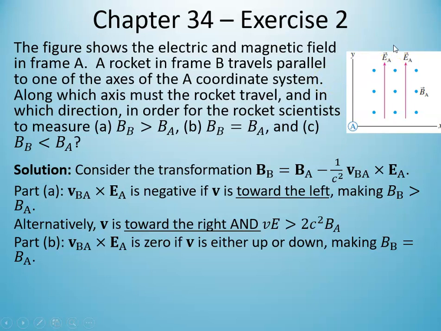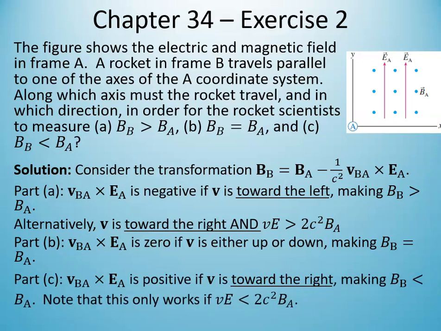So now we can be happy in moving on to part C. Well, what do we have in order to make the field strength less than that in frame A? Well, it's going to be moving toward the right.